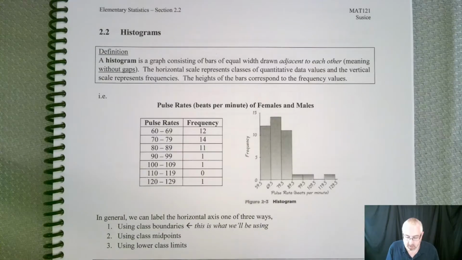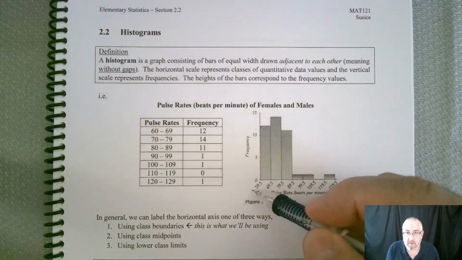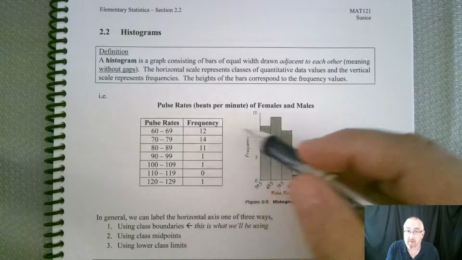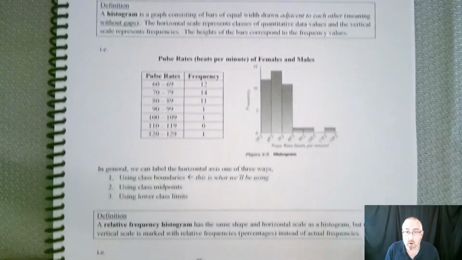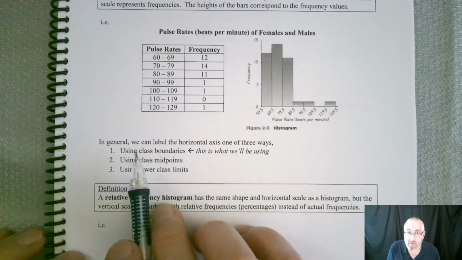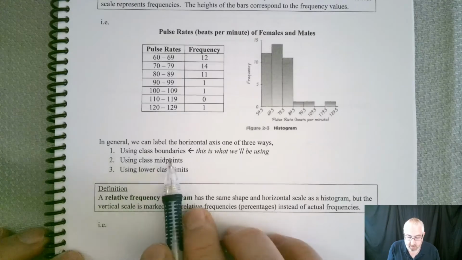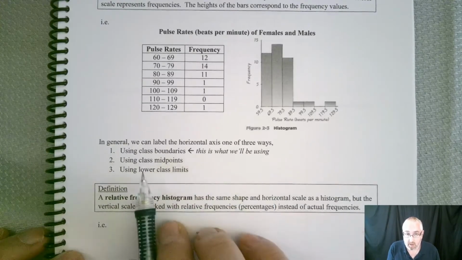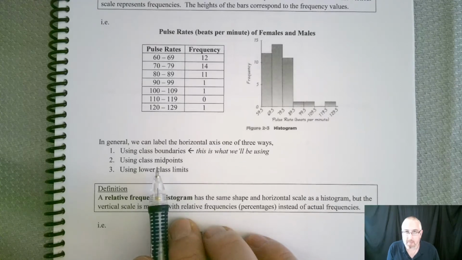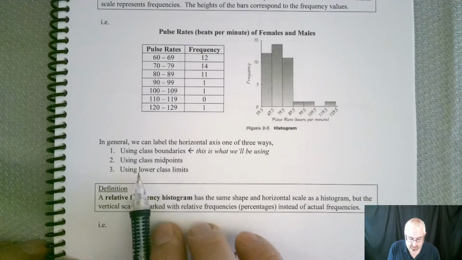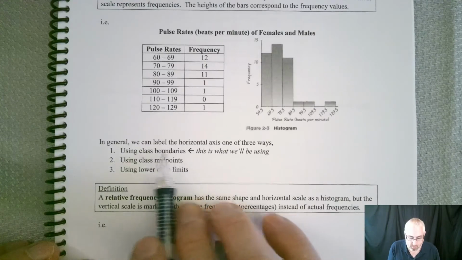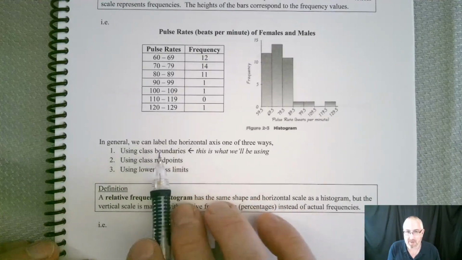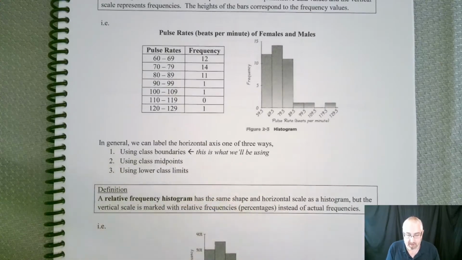Now, as far as the labeling, the frequencies are pretty cut and dry. Whatever you have for frequencies, you want to make sure you go up high enough to cover all of your bars. So this one goes all the way up to 15. But as far as the horizontal part of it, we have 3 options. One of them is to use the class boundaries, and this is what we're going to use. You've got class midpoints, which is okay, but you could be a little bit off with those. And then the lower class limits, which again, it's okay, but like I said, I am a bigger advocate of using the class boundaries as the main way to do it.